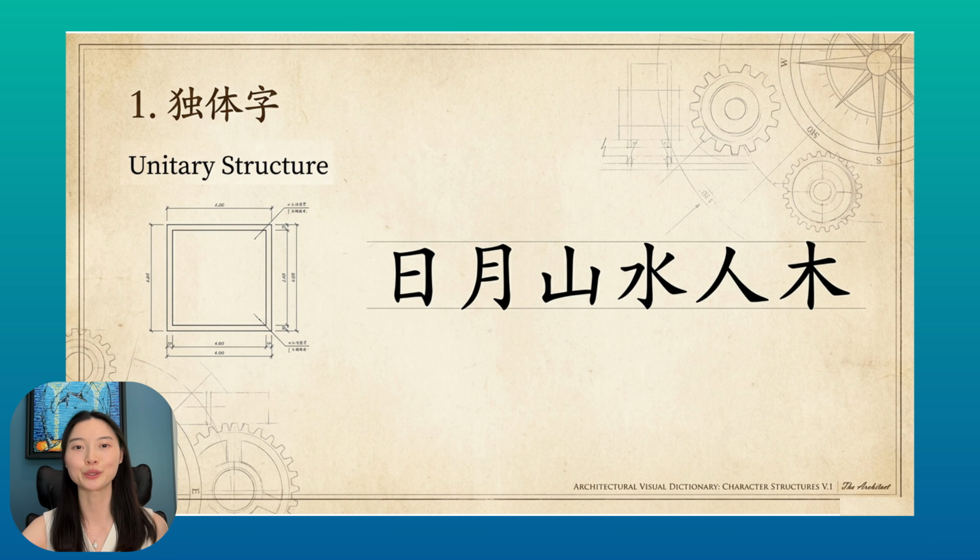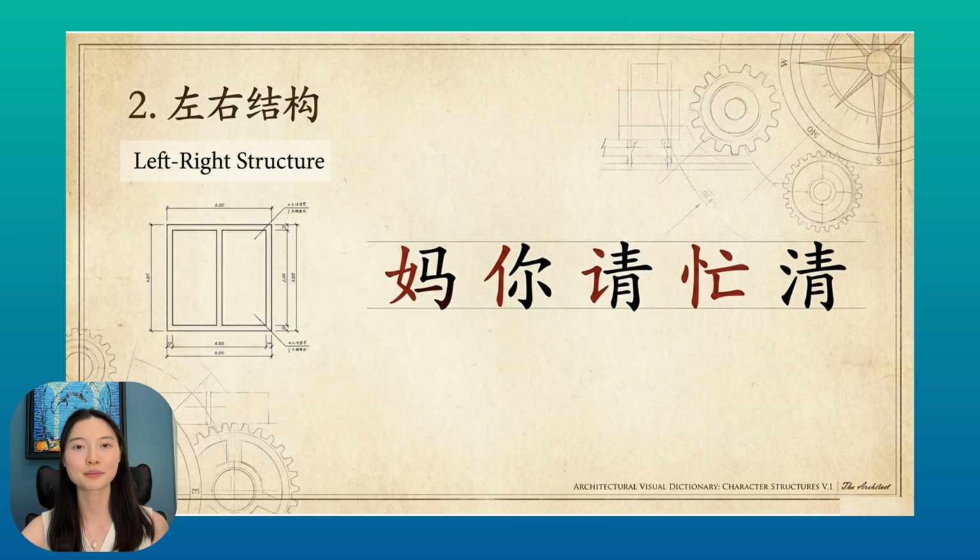Blueprint number 1, 独体字, unitary characters. One single component fills the entire square. No left or right, no top or down. Just one unified shape. 日, 月, 山, 水, 人, 木. Notice these are the pictographs we met back in episode 2, the oldest, most basic characters. They matter for another reason too. Unitary characters are oftentimes the building blocks. Almost everything else on today's list is assembled from them.